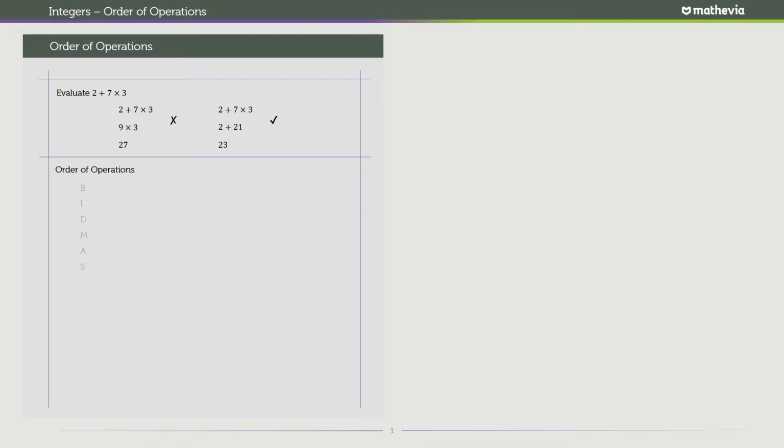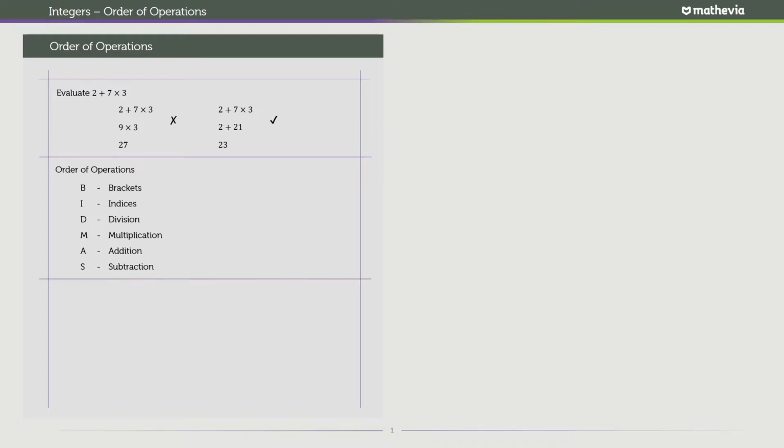The order of operations we write as BIDMAS. Say it, BIDMAS. What does BIDMAS stand for? BIDMAS stands for brackets, indices, division, multiplication, addition, and subtraction. This simply means that if you're given a question to solve, you solve the brackets first, then the indices, then division, then multiplication, then addition, before finally subtraction.